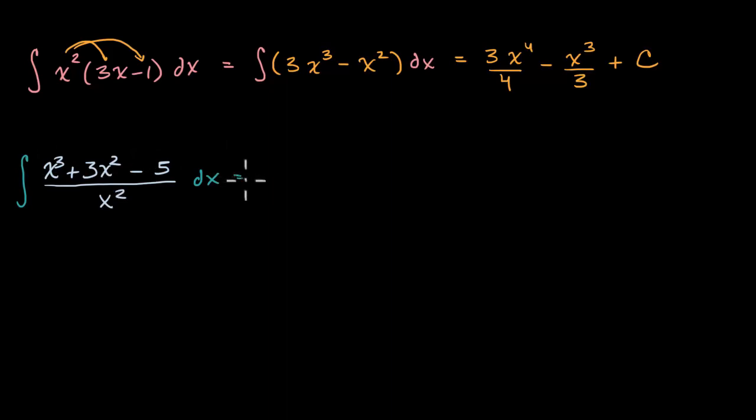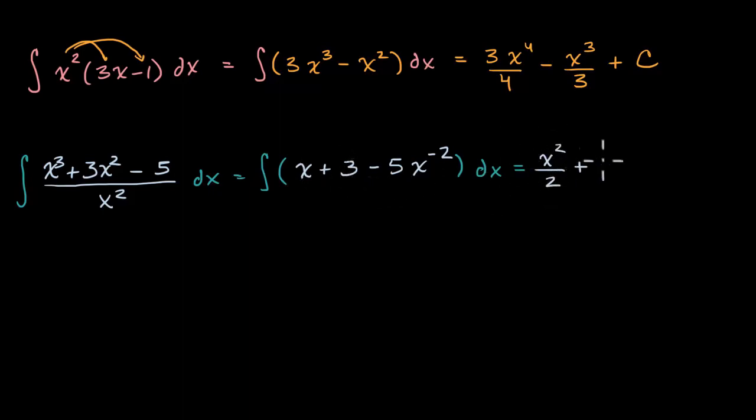Well, then this thing is going to be equal to, put some parentheses here, x to the third divided by x squared, which is just x. 3x squared divided by x squared is just 3. And then negative 5 divided by x squared, you could just write that as negative 5 times x to the negative 2 power. Once again, we just need to use the reverse power rule to take the antiderivative. The antiderivative of x is x squared over 2, plus the antiderivative of 3, which would just be 3x.